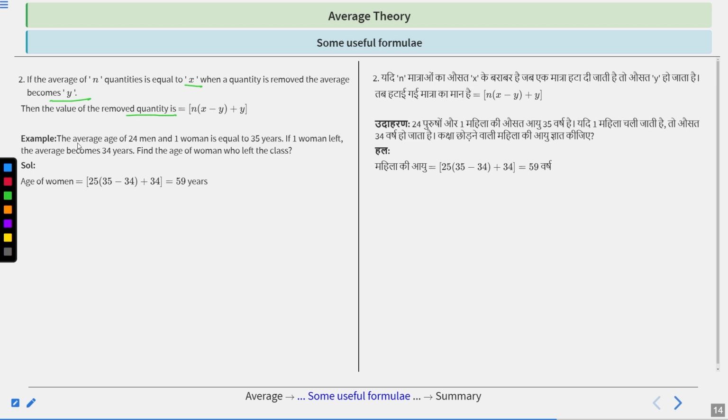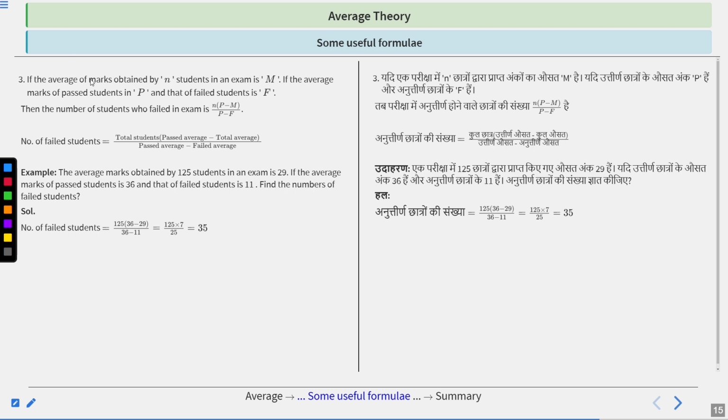Understand by the example. The average age of 24 men and 1 woman is equal to 35. If 1 woman left and the average becomes 34, find the age of the woman who left the class. Now we use this formula. Earlier the total number of persons was 25, 24 men and 1 woman. So total are 25. Now the average age was 35. Clear? So 35, and y is 34. Subtracting, plus y, which is 34. So we get the age of the woman, which is 59 years. Clear?